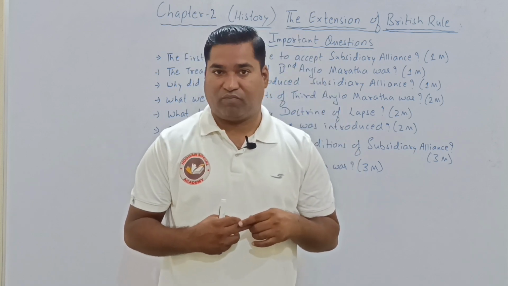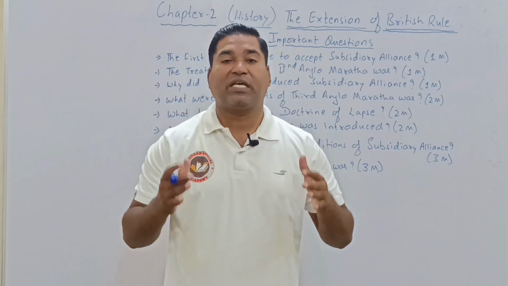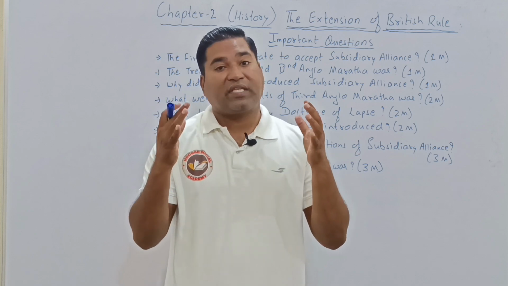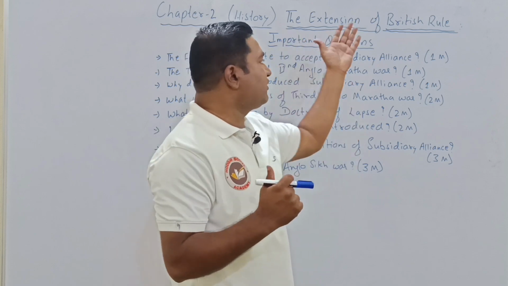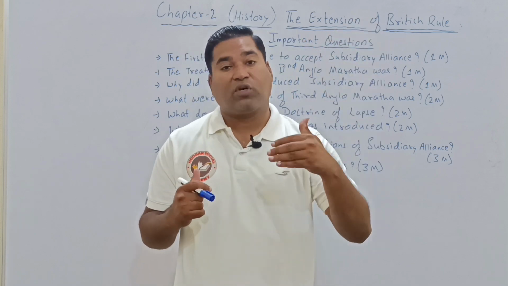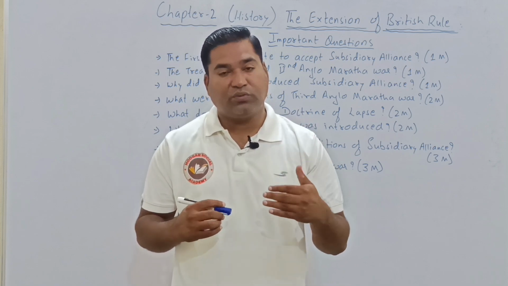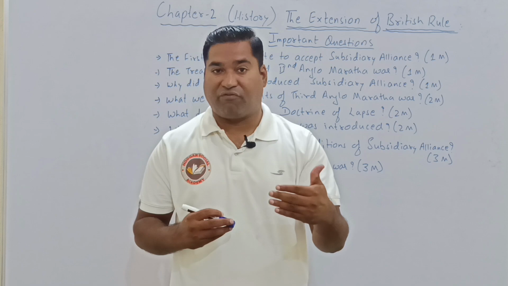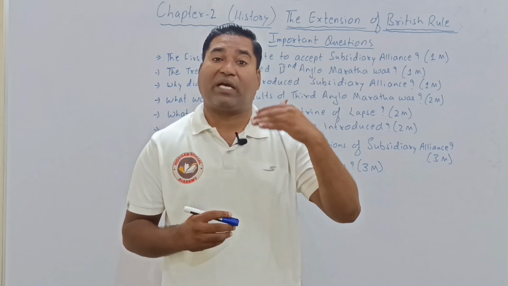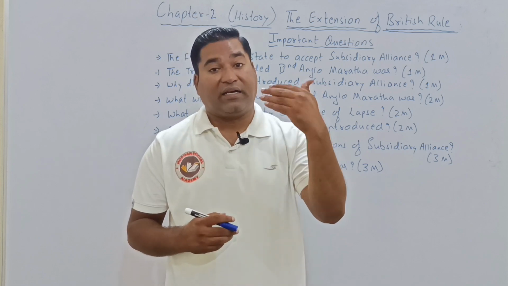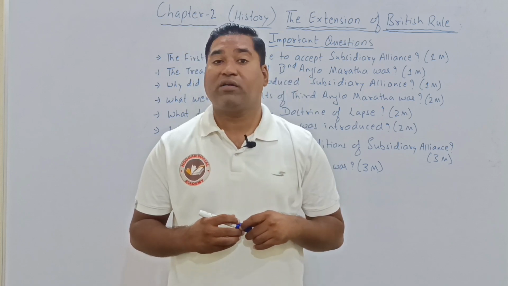annual examinations. So let me begin with the important questions, but before that, let me tell you what things were put up in the chapter called the Extension of the British Rule. In this chapter, it was related to the subsidiary alliance, it was related to the Maratha wars in the form of first, second, and third Anglo-Maratha war, and then it was related to the Anglo-Sikh war, and lastly the chapter ended with the doctrine of lapse, which was introduced by Lord Dalhousie.